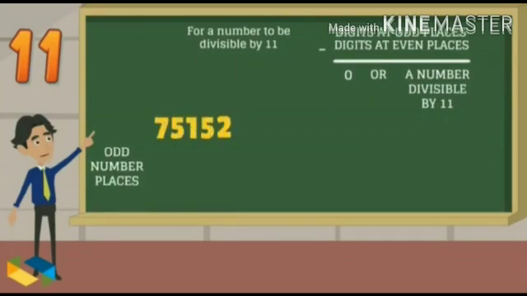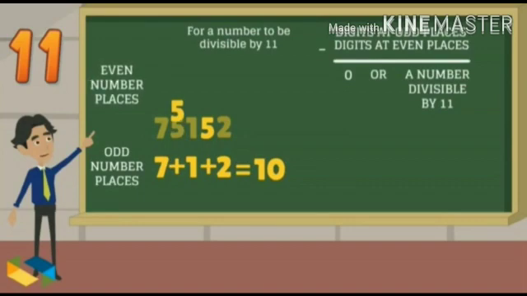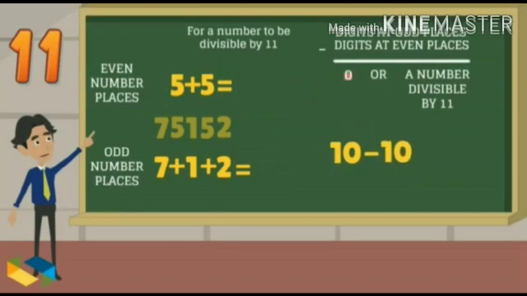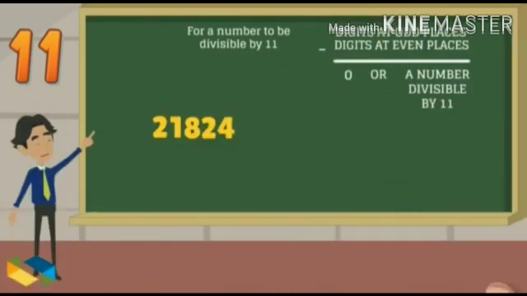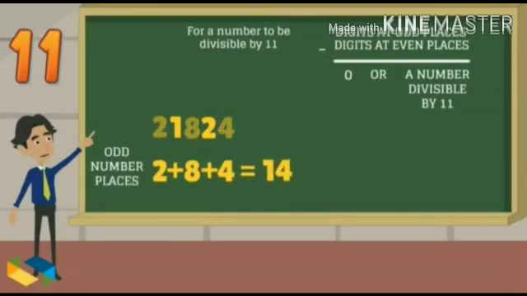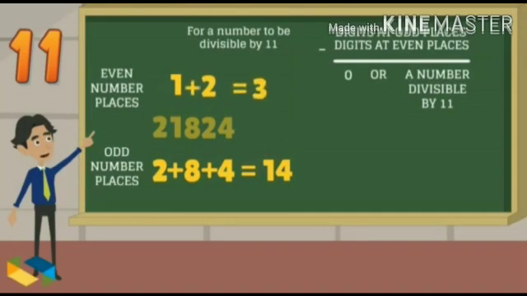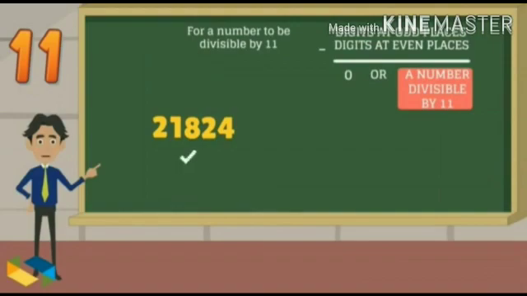75,152, the sum of the digits at the odd number places is 2 plus 1 plus 7, which is 10. The sum of the digits at the even number places is 5 plus 5, which is also 10. Subtracting these two gives us the result 0. So 75,152 is divisible by 11. Also, in 21,824, the sum of the digits at the odd number places is 14 and the even place value digits add up to 3. The difference is 11, so the number 21,824 is divisible by 11.